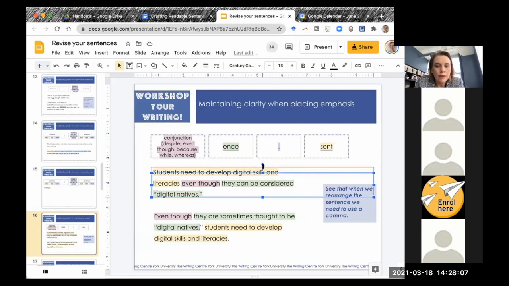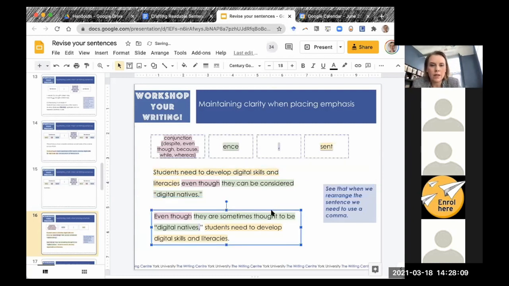So if we take a sentence like this, students need to develop digital skills and literacies even though they can be considered digital natives. And we flip it on its head so that we're placing emphasis on the students need to develop digital skills and literacies part. We need to introduce a comma into the sentence. So we flip it, even though we start with the subordinating conjunction: even though they are sometimes thought to be digital natives, comma, students need to develop digital skills and literacies. Does that make sense to everyone?